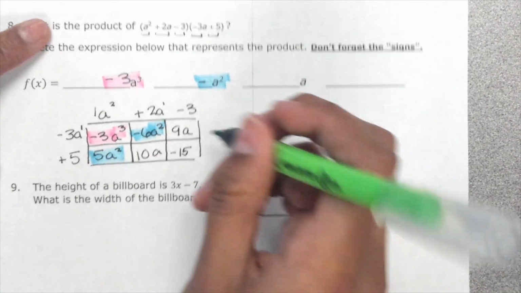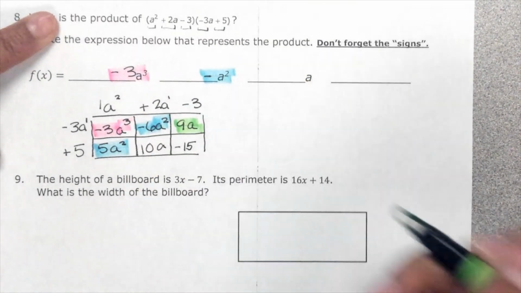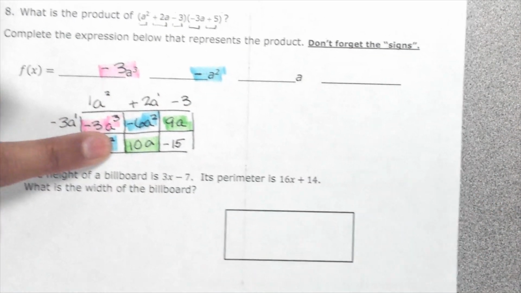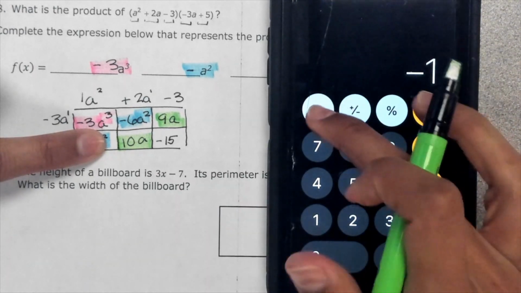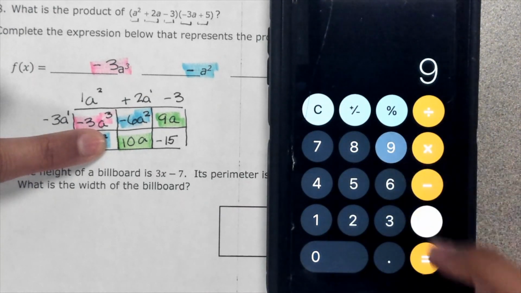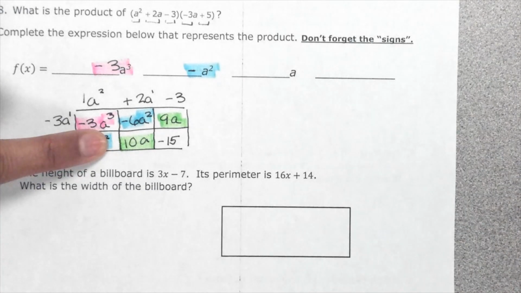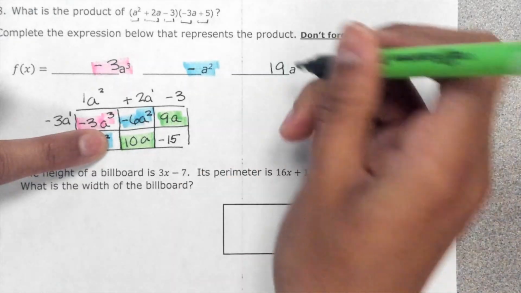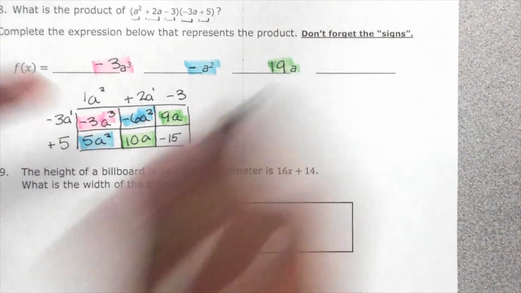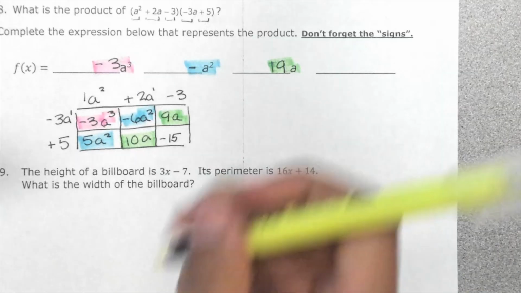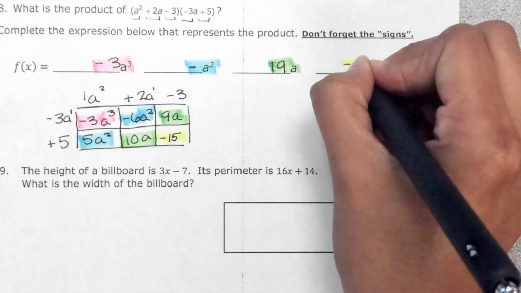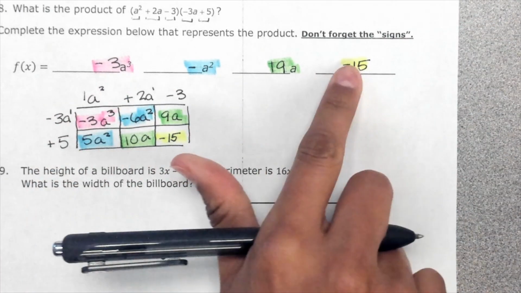Next, we're going to move on to the next highest power, which is 9a. But we have another a here, which is 10a. So we have to combine those like terms as well. So we're going to add 10 plus 9 to give us 19a, which is going to go here. And this last term in the last box is by itself, negative 15. So that's just going to go on the end over here, negative 15. And this is the final product.